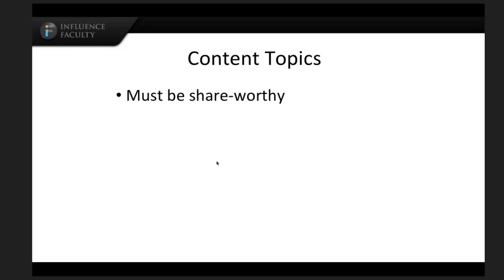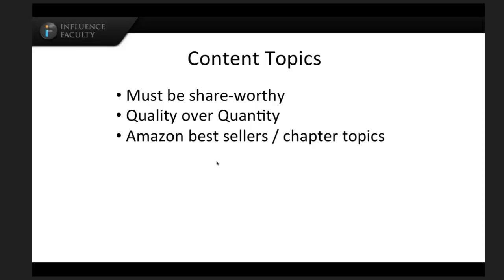And if you're stuck for content topics, here's a great idea. Go to the Amazon bestsellers list in your topic of interest. Look at the best-selling books in that topic, and look at the chapter topics that they have in those books. Right there, you've got the types of topics that you know people are interested in.